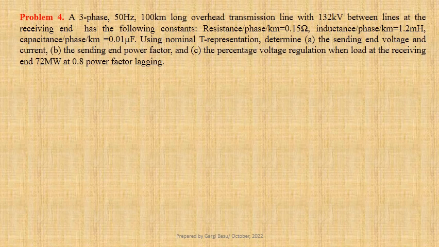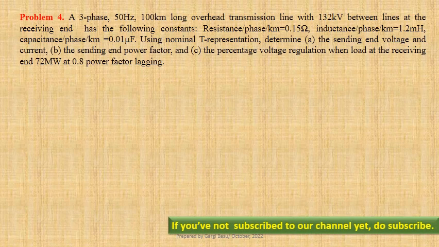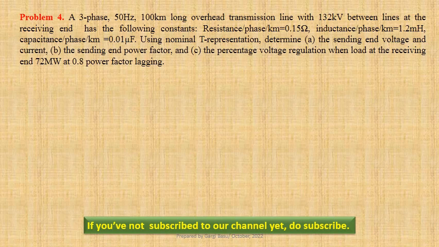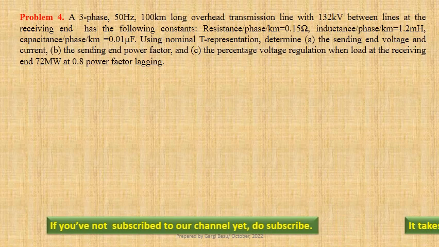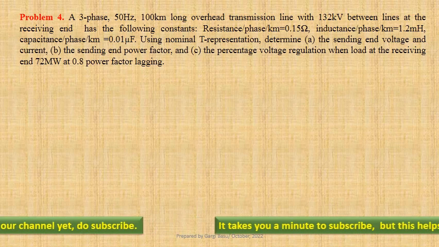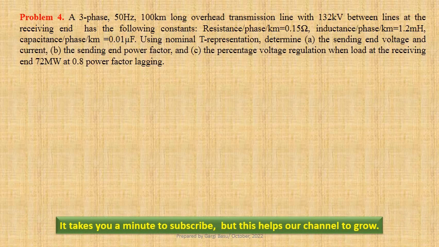A three-phase 50 Hz 100 km long overhead transmission line with 132 kV between lines at the receiving end has the following constants. Resistance per phase per kilometer equals 0.15 ohm. Inductance per phase per kilometer equals 1.2 millihenry and capacitance per phase per kilometer equals 0.01 microfarad.